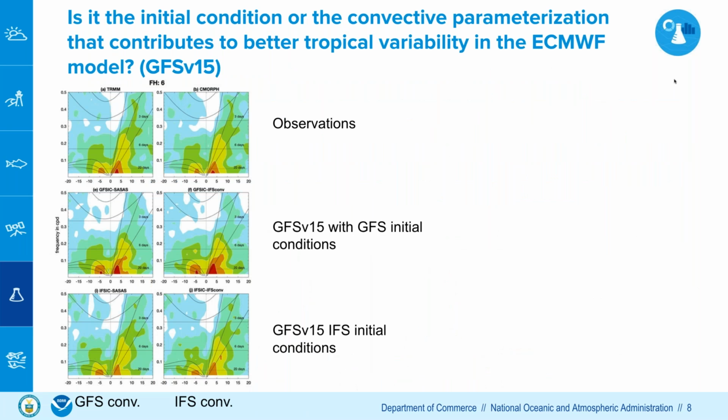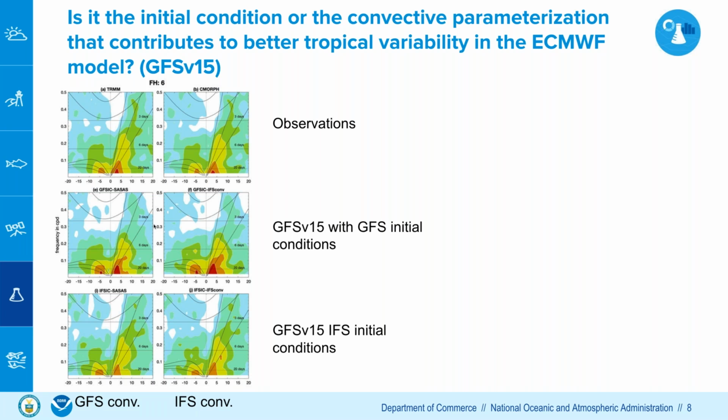Okay. So the first question we ask here is whether it is the initial condition or the convective parameterization that contributes to better tropical variability in the ECMWF model. So here we use GFS version 15. The top panel here shows, so all of this is a 6-hour forecast, so early on in the forecast, and these are the observations, TRMM and CMORPH. So they're in quite good agreement. I'd say we can be pretty confident that these two datasets are very similar.